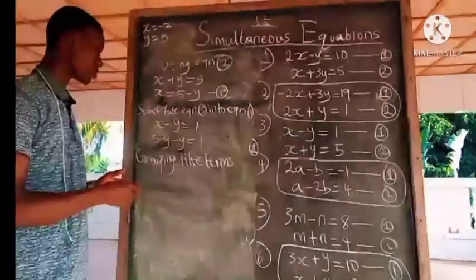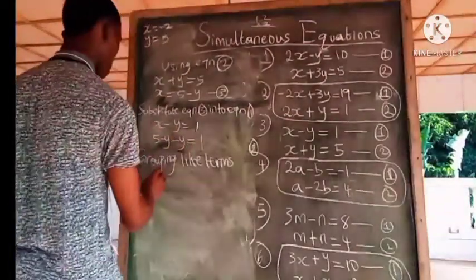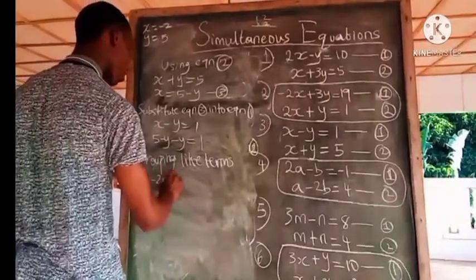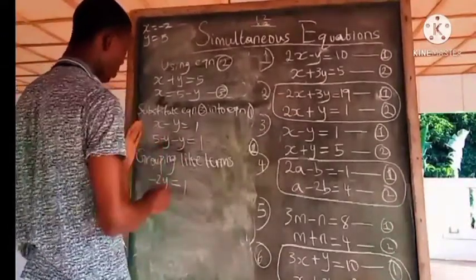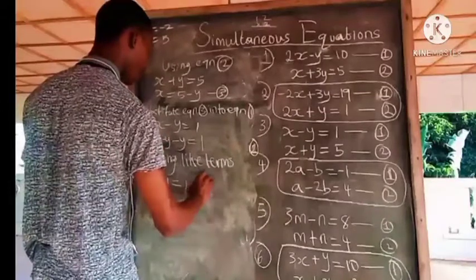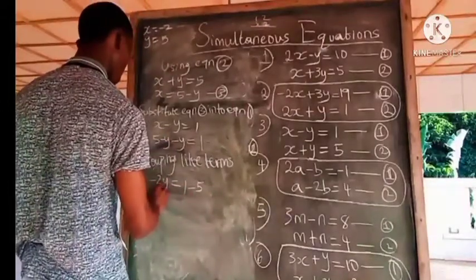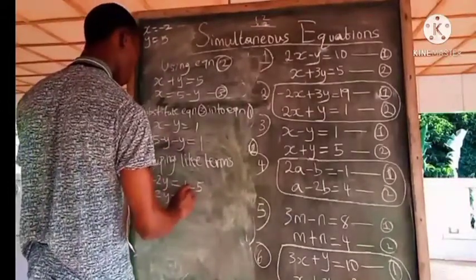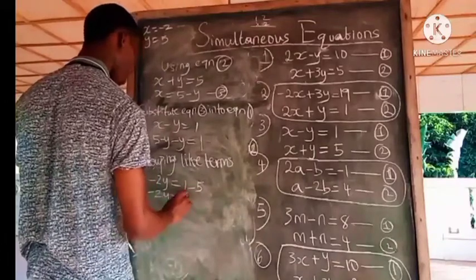Now, grouping of like terms. At this point, minus y will give us negative 2y equal to 1. And then this is positive 5. Crossing over, it becomes negative 5. So we are getting negative 2y equal to 4, right? Yes, equal to 4.